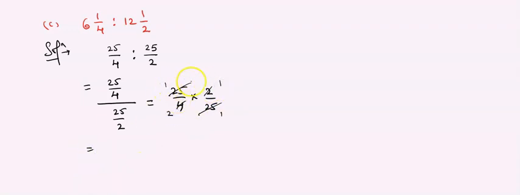Now you have to multiply numerator with numerator, denominator with denominator. 1 ones are 1 by 2 ones are 2. It is 1 by 2. If you want to write in ratio form, then it becomes 1 is to 2. Got it? Understood? Very good. Next problem. Let me do the next problem. Option D.